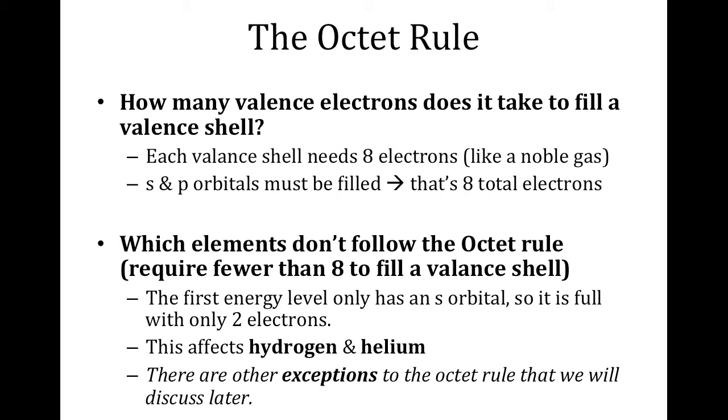Which elements don't follow the octet rule? There are a few that do not follow this rule. They require fewer than 8 to fill the valence shell. Well, if you remember when we talked about orbitals, the first energy level only has an s orbital, which is one orbital that can hold 2 electrons. So the first energy level has 2 valence electrons, and then it moves on to the second. This affects hydrogen and helium, the 2 elements whose valence electrons are located in the first energy level. Okay, so hydrogen and helium do not follow the octet rule. Now, there are other exceptions to the octet rule that we will discuss later.